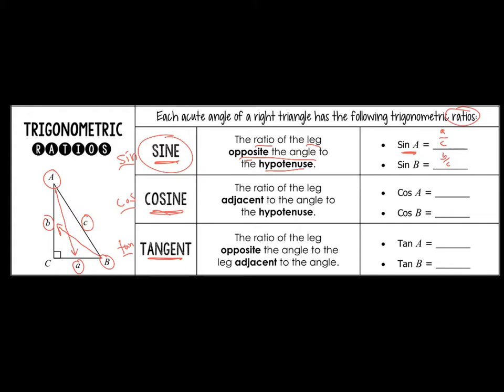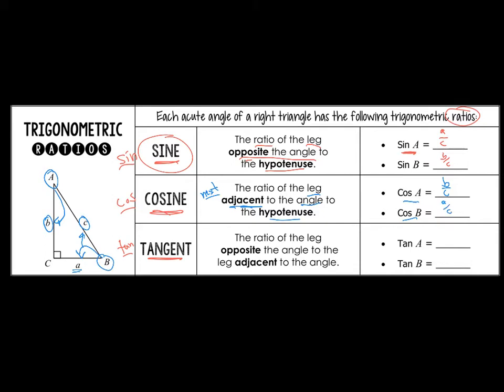Okay, let's move on to the cosine. The cosine, say the cosine of A, refers to the leg adjacent, and this means next to, or neighbors. The leg adjacent to the angle and the hypotenuse. So if we were to start with the cosine of A, the adjacent leg is right here, the leg it's next to, over C. So that's going to be B over C. And the cosine of B, well, if I start with B, the leg adjacent to it is A over C. So that's A over C.